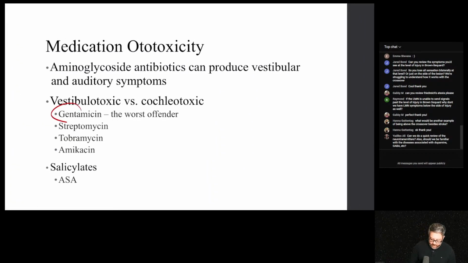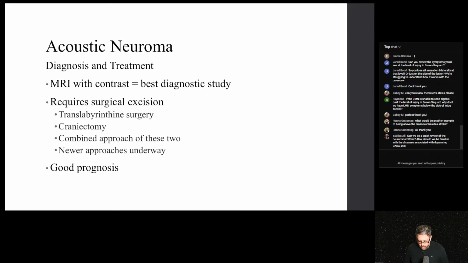So remember, gentamicin is the big one that causes a lot of these ototoxicity issues. They're all aminoglycosides, but gentamicin is the worst one. Here's your acoustic neuroma again. Again, treatment is just surgery. There's nothing else you want to do for that. It's surgery. There's no medicine, so nothing really to worry about.